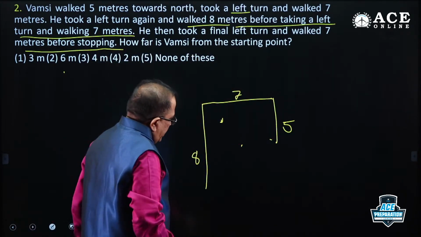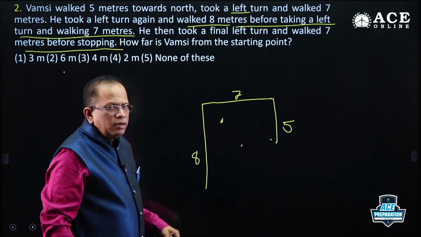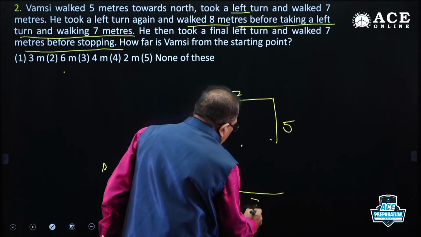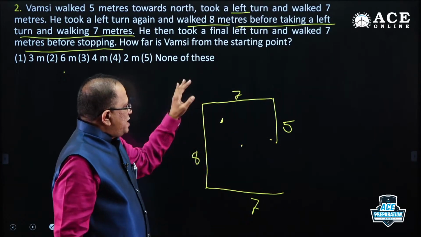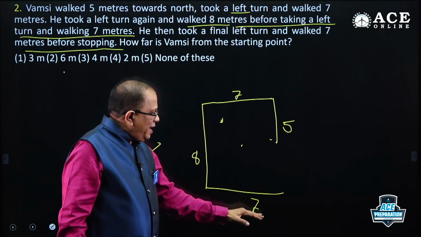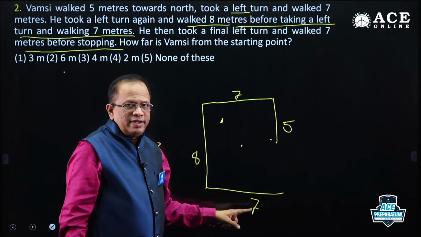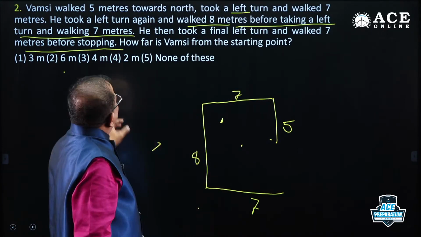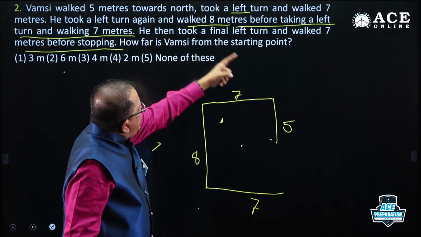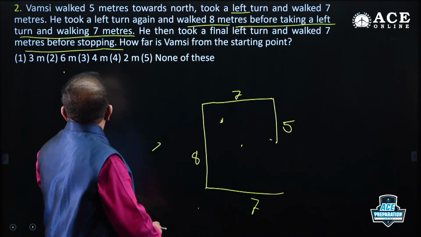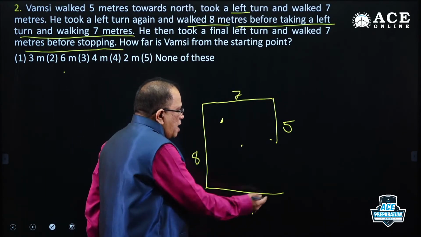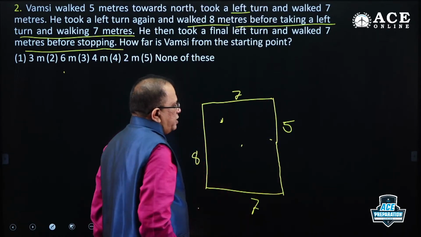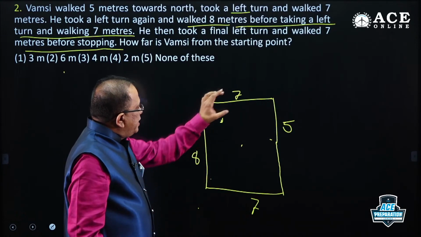walked 7 meters. So when someone is coming from north to south, this is the left turn, and how many? 7. You keep on following the figures. 5, 7, 8, and again 7. This is 7, this is 7. Now it looks like a bit of a rectangle, right? Then he took a final left turn and walked 7 meters before stopping. Now from here 7, this line, if you continue like this, it is going to touch here, because 90 degrees, 7, 7.